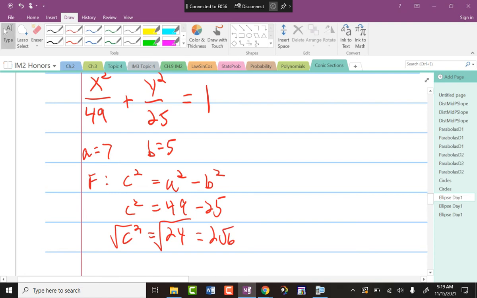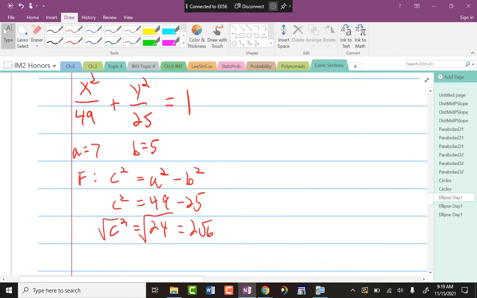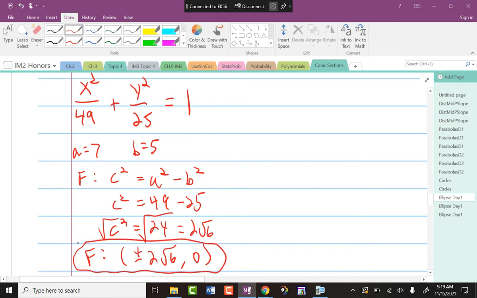So the foci are, wait a minute, I can't go too fast. Where do the foci go? Right, left, or up, down? 3, 2, 1, go. Right, left, because it's the major axis. So actually the foci are plus or minus 2 root 6, comma 0. You don't put this as a coordinate, you get no points. I will mark you wrong. You must write these as coordinates.